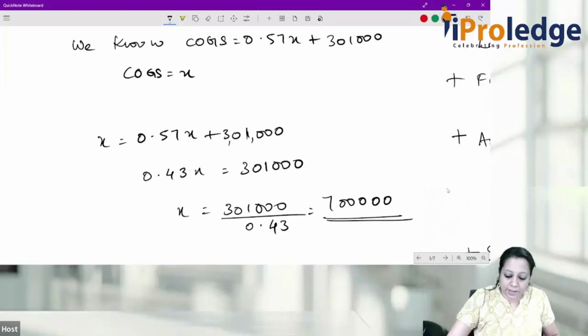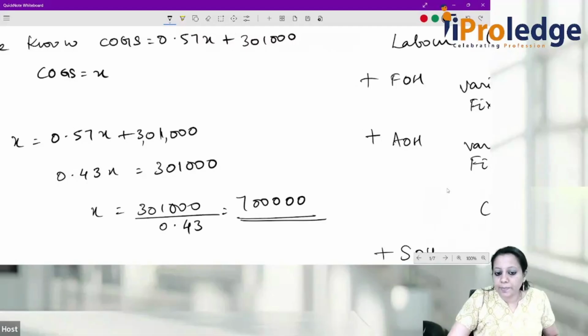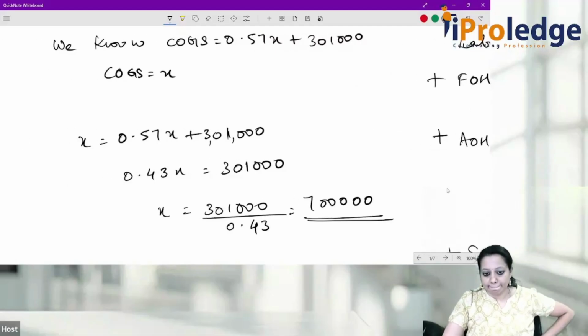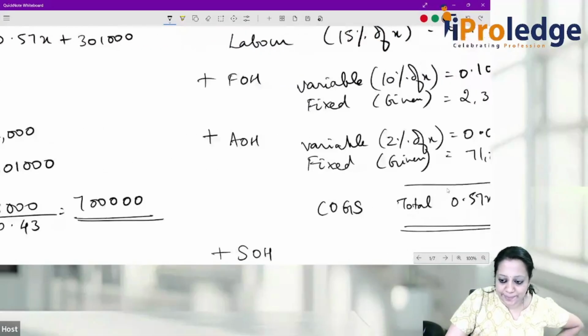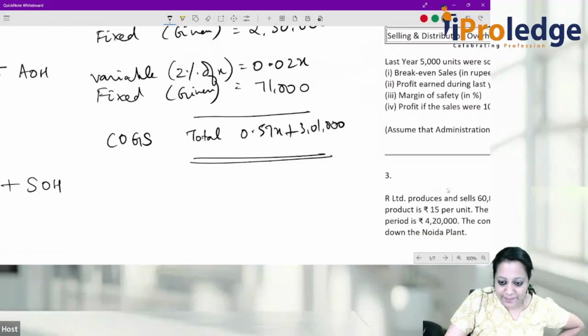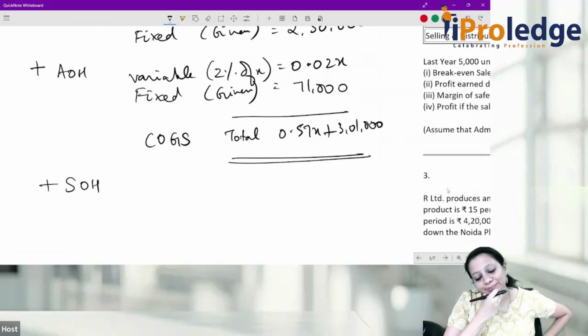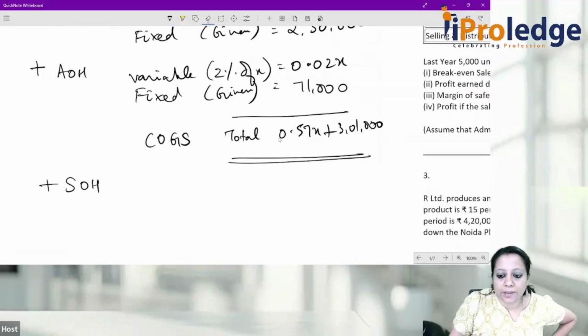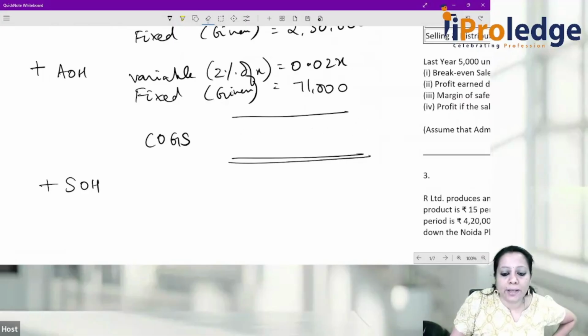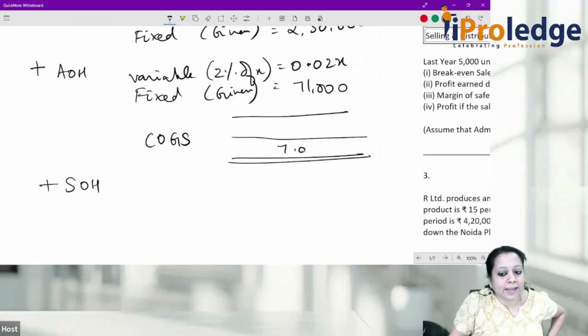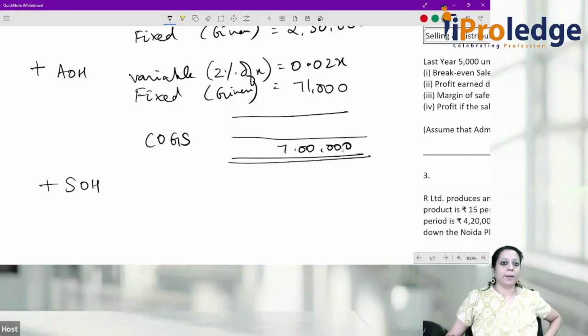Is that okay, everyone? Now if I write it down, don't erase it, because you should know the total also. So below that, write 7 lakhs. I erased it for continuing purposes, otherwise it looks like division. That is why we continue.